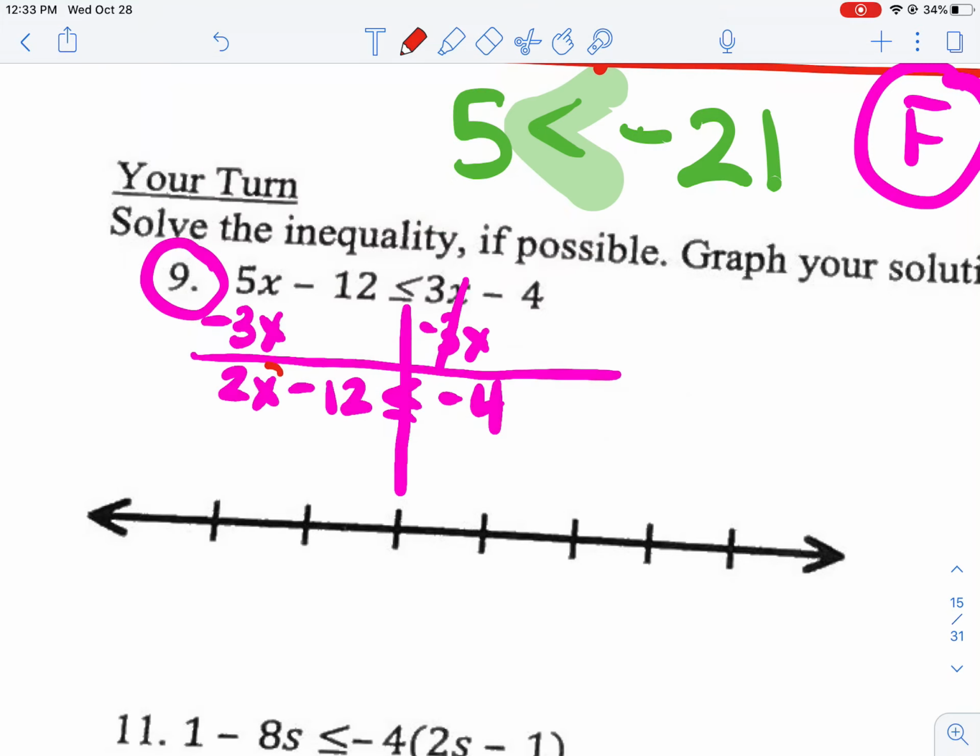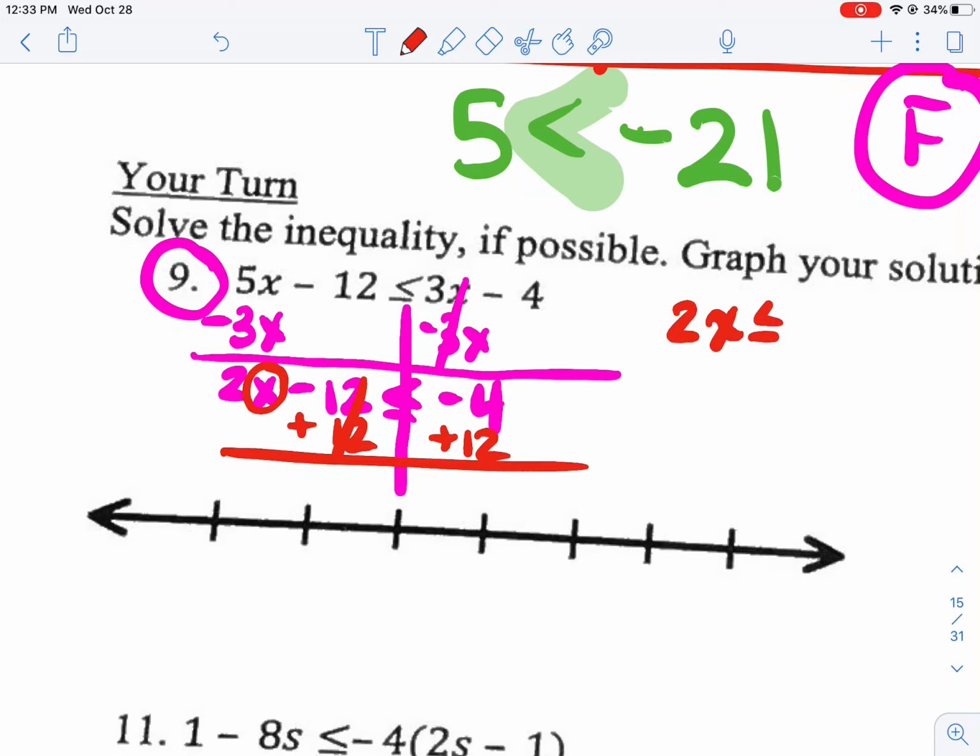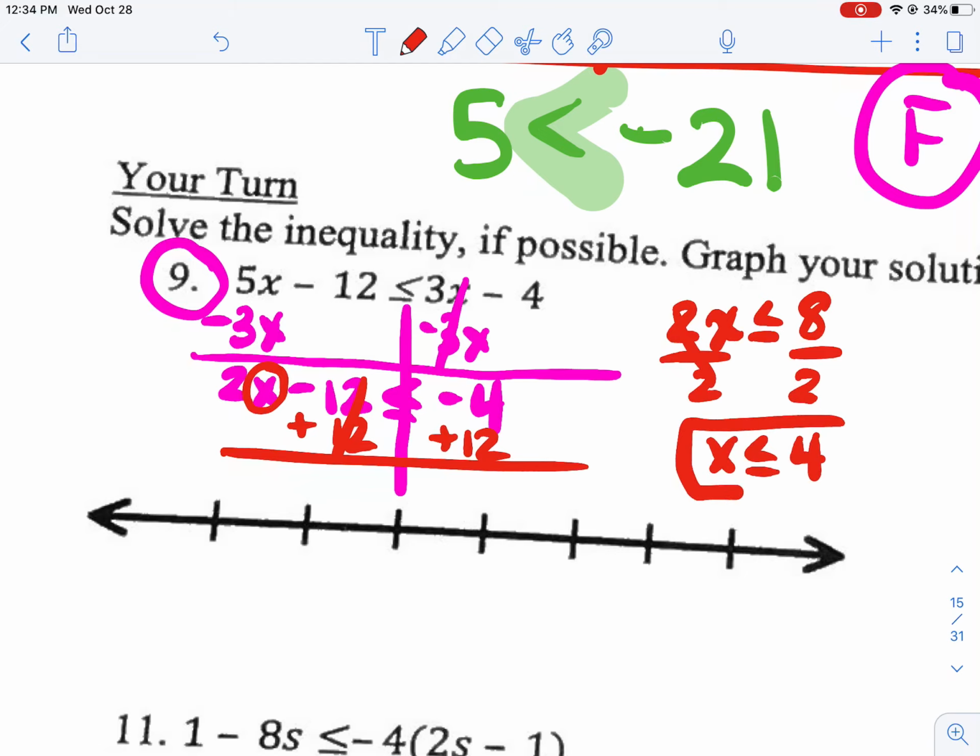In order to get x by itself, remember that's our variable we're solving for, I'm going to add 12. So this is just like what you guys did a great job on last unit. Sorry, I'm running out of room. 2x is less than or equal to 8. Divide by 2. And x is less than or equal to 4.